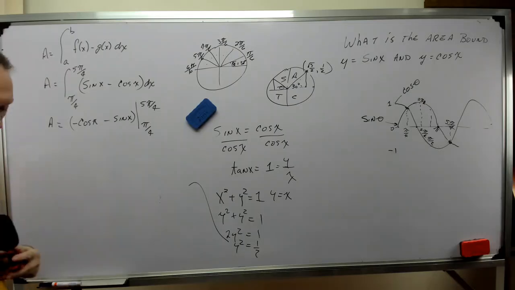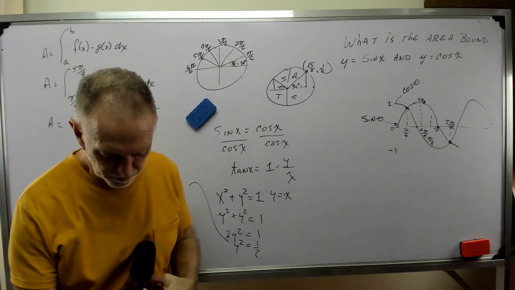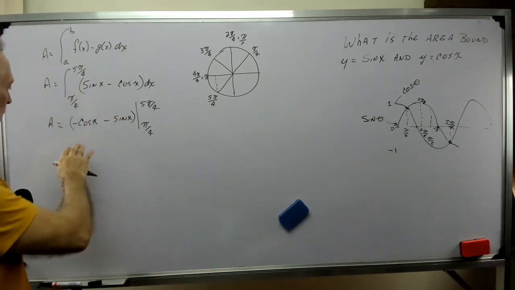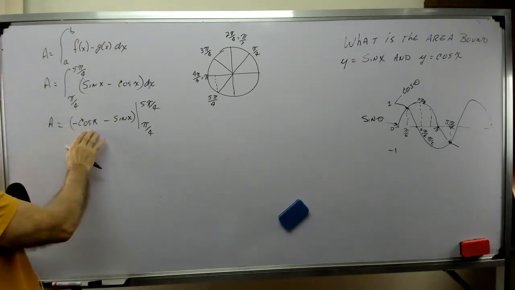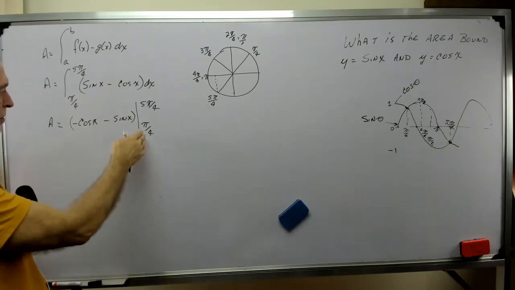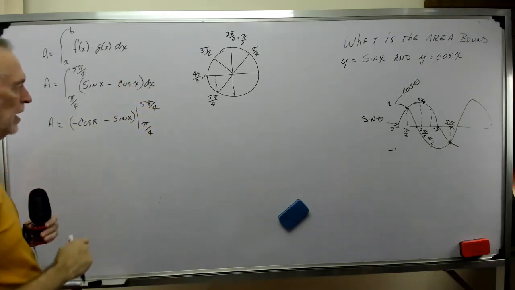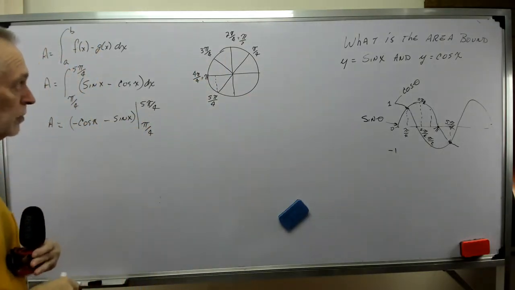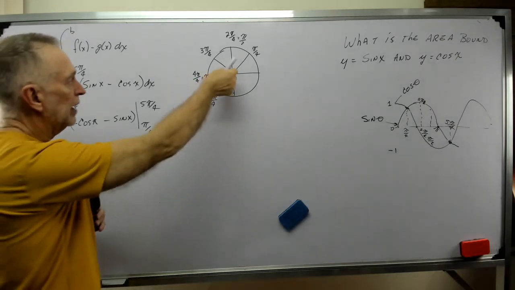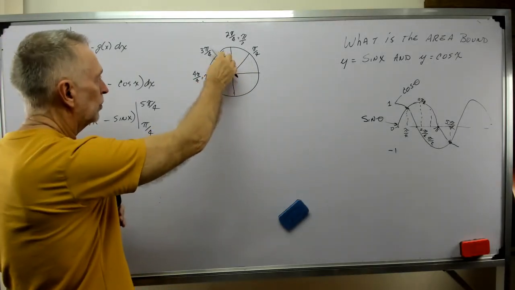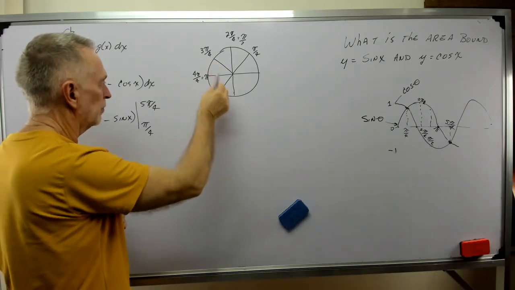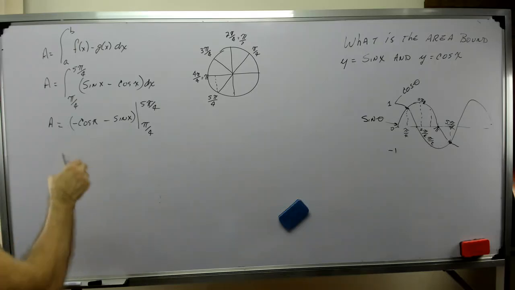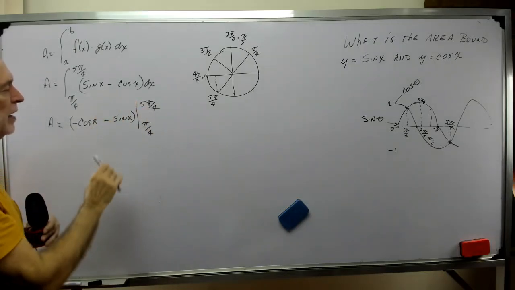All right. Let me pause just for a moment. All right, I'm back. Okay, we had the area equals minus cosine x minus sine x from 5 pi over 4 to pi over 4. So I've cleaned up the board and have redrawn our circle, and I have pi over 4, 2 pi over 4, 3 pi over 4, 4 pi over 4, and 5 pi over 4. Okay, we're integrating that from pi over 4 to 5 pi over 4.